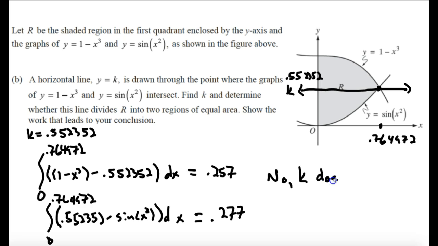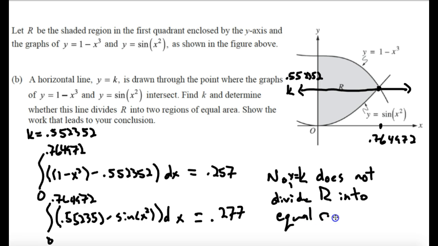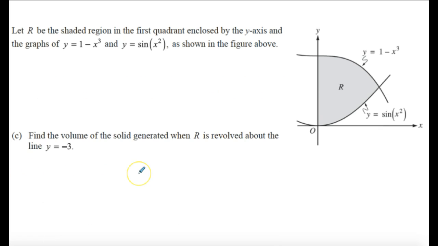K does not, or y equals k, does not divide R into equal regions. Okay. Part C then says find the volume of the solid generated when R is revolved about the line y equals -3. Okay, y equals -3 would be some line down here, right?